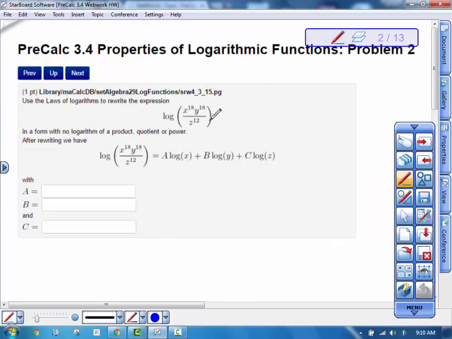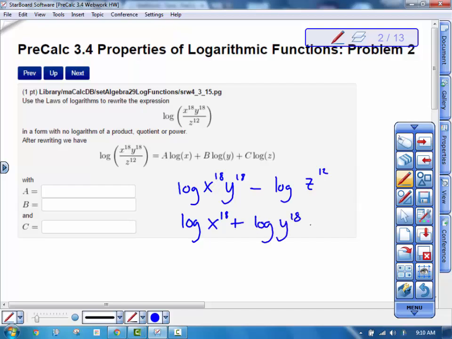Okay, more practice with log properties. The log of a quotient is really the difference of two logs. So I'm going to make this log of x to the 18th, y to the 18th, minus log of z to the 12th. And then the log of a product is really the sum of two logs. So I'll make this log of x to the 18th plus log of y to the 18th minus log of z to the 12th. That property is on our formula sheet.